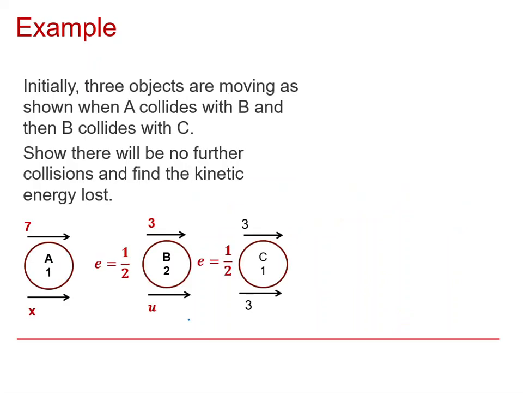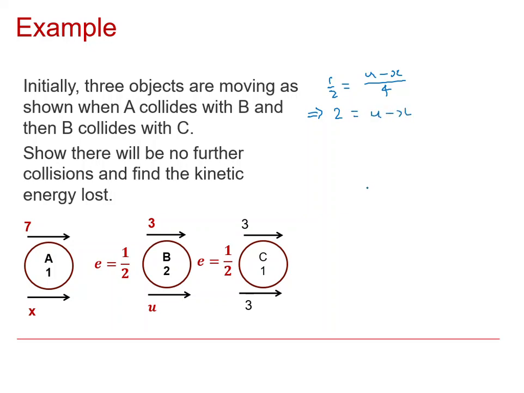So there's our problem drawn up with two unknowns, x and u, and we've carried the 3 forward because the third body, the C, is not going to change any speed since it hasn't collided. So in the usual way, we'll end up with the restitution law telling us that a half is equal to the velocity of separation, which will be u minus x, over the velocity of approach, which is 7 minus 3, that's 4. So that will tell us, multiplying by 4, that 2 equals u minus x.